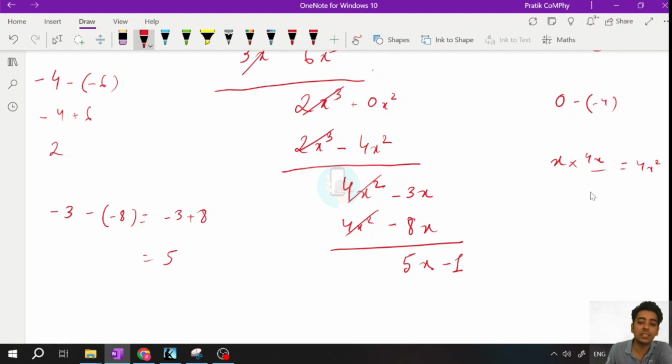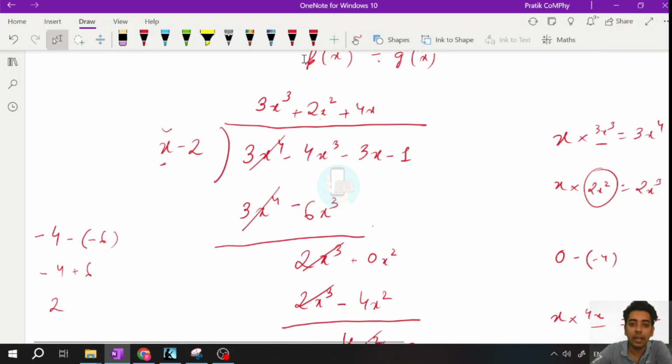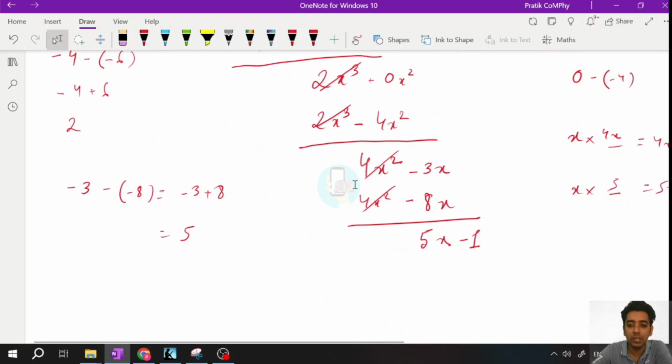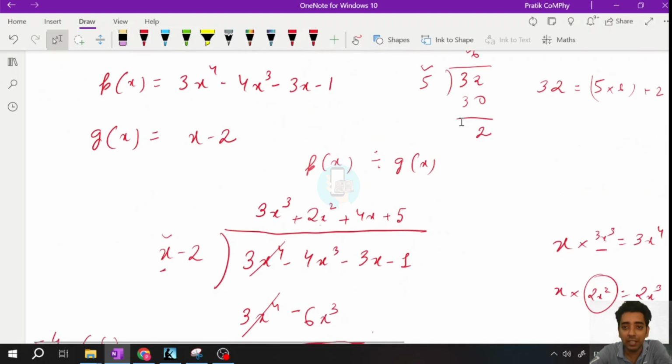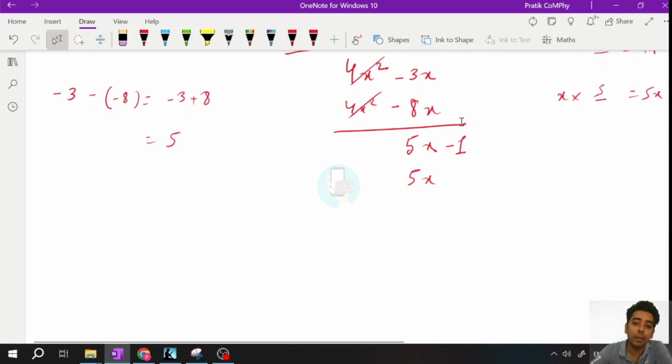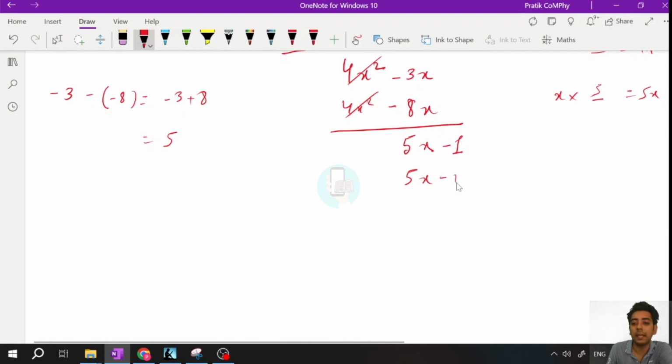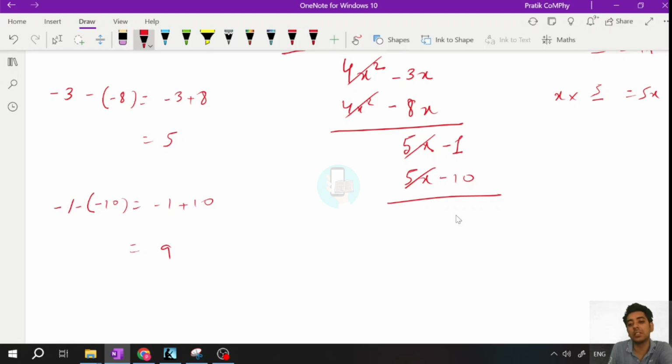So when I do this, what will I multiply with x to get 5x, which is the first term? Nothing but 5. So I would be multiplying a plus 5, right? To get 5x as per the question. So 5x was multiplied. Now this 5x will not be multiplied with x only. This 5x needs to be multiplied with minus 2 as well, and you eventually get minus 10. So if you see, this gets cancelled out. Minus 1 minus minus 10, minus 1 plus 10, a plus 9 is your remainder.